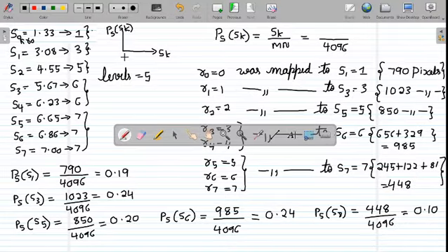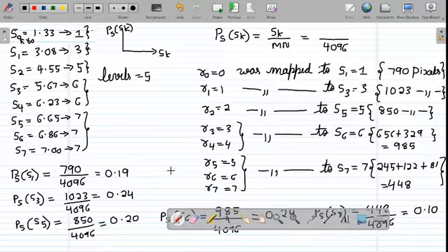So now you are having the values of SK, which are 1, 3, 5, 6 and 7, and also the probability of each SK: probability of S1, S3, S5, S6 and S7. Now with the help of this, you can draw the histogram of this image.